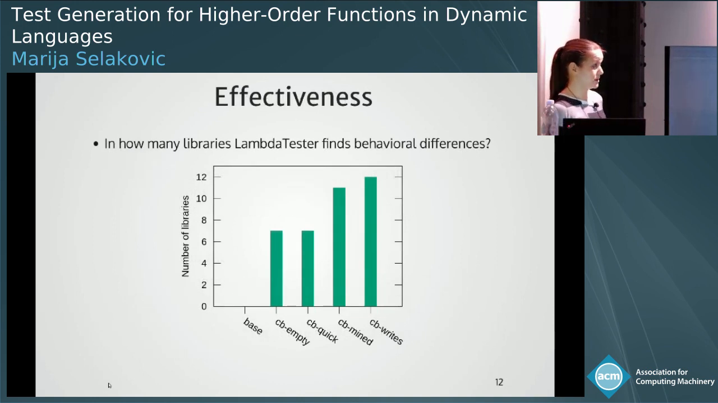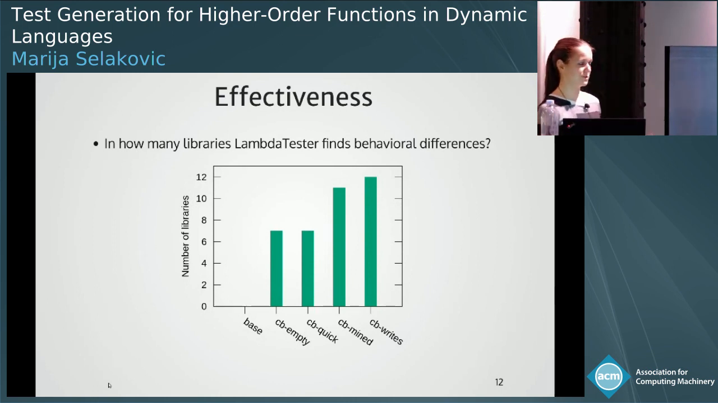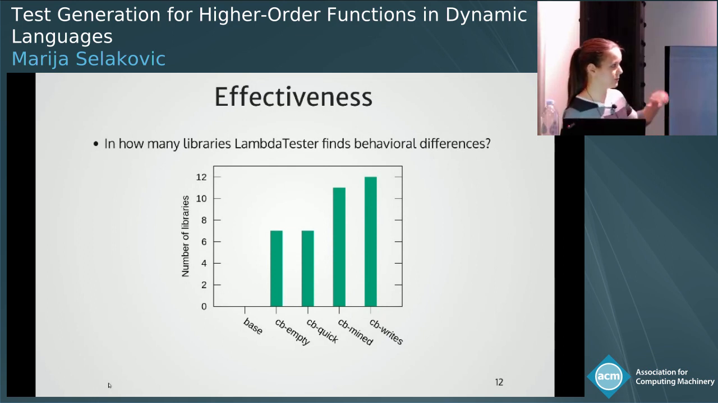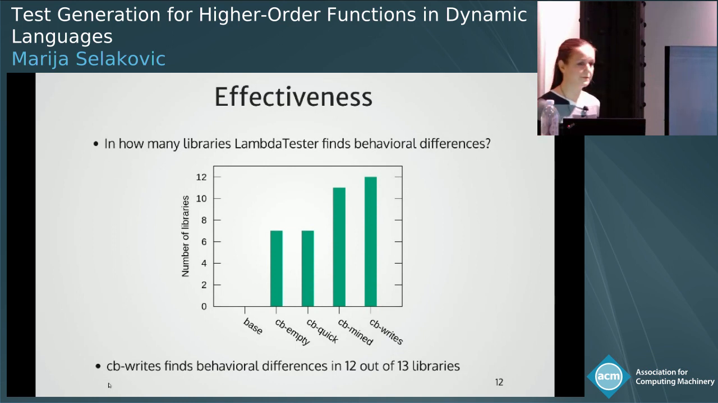The first question is, in how many libraries does LambdaTester find behavioral differences? This graph illustrates the result. On the x-axis, we see the approaches we consider, and on the y-axis, we see the number of libraries in which each approach finds at least one behavioral difference. Based on these results, we conclude that the cbwrites approach is the most effective. It finds behavioral differences in 12 out of 13 libraries. The cbmine approach is also very effective. It finds differences in 11 of 13 libraries. But the base approach doesn't find any behavioral difference.